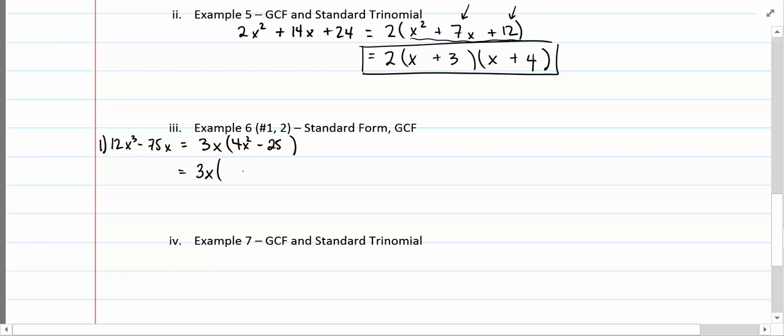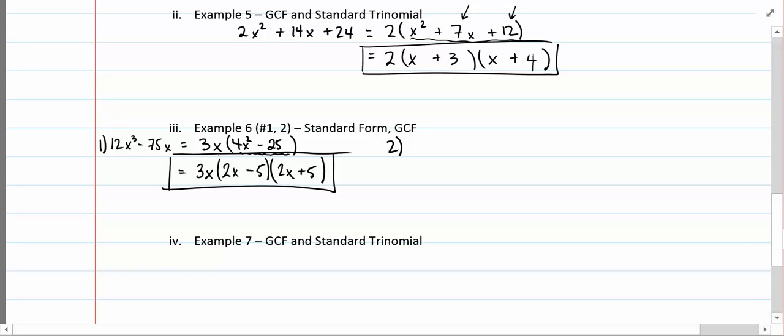We have 3x, that's our greatest common factor, and the remaining portion inside the parentheses here can be factored again because it's a difference of two squares. This becomes a 2x and 2x with 5 and 5, 1 plus sign, 1 minus sign, and we have a factored answer for part number 1.